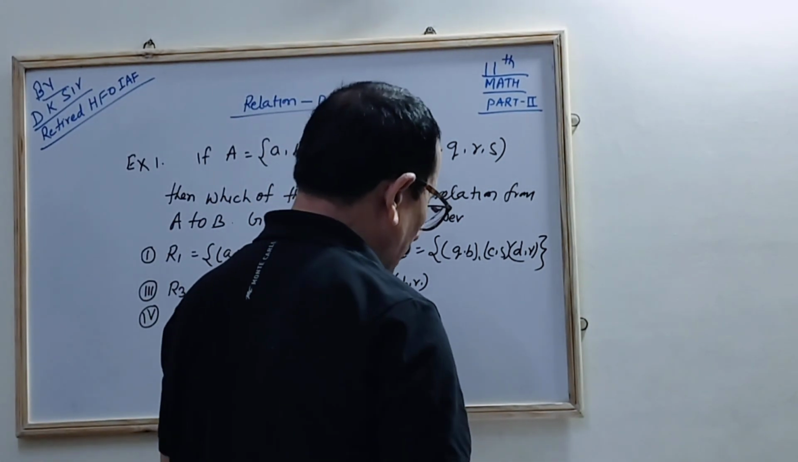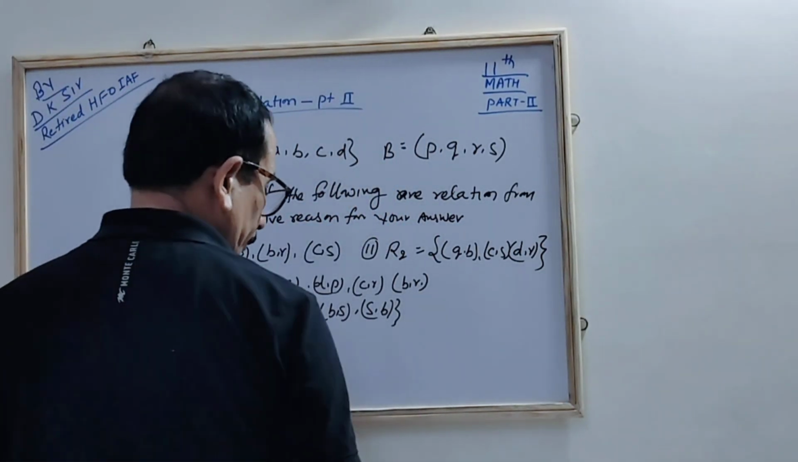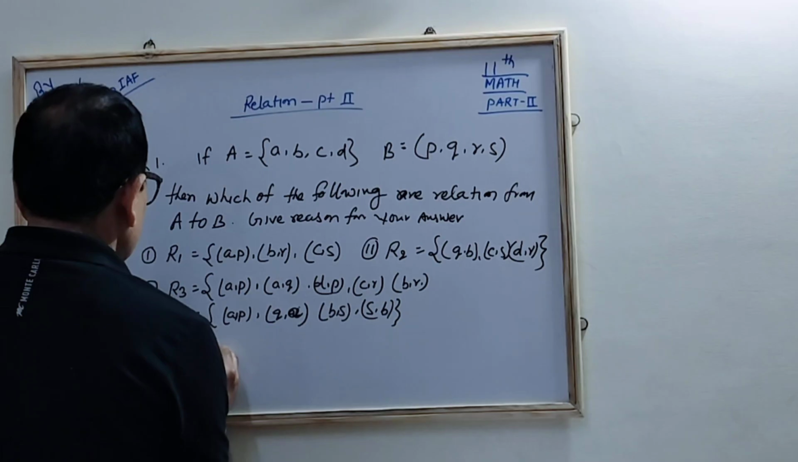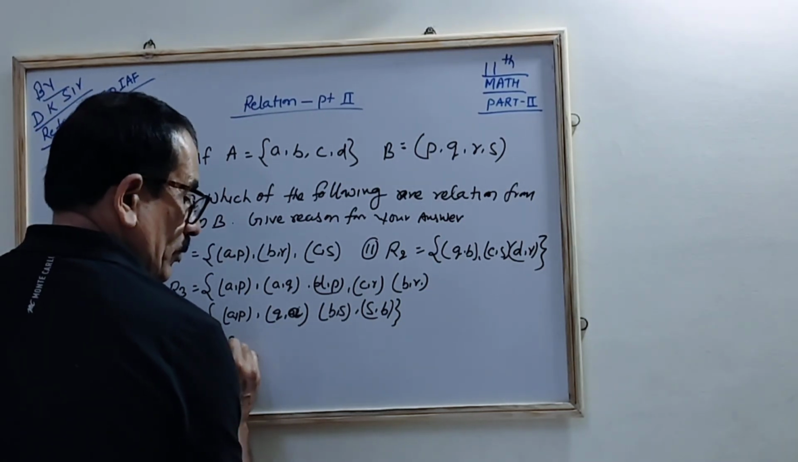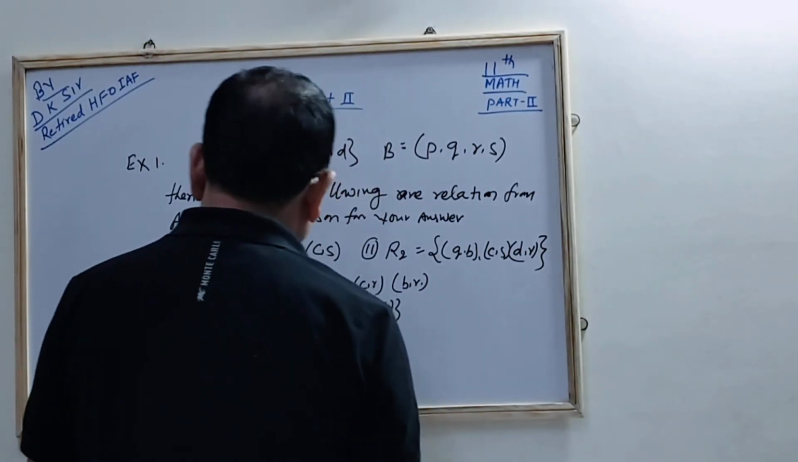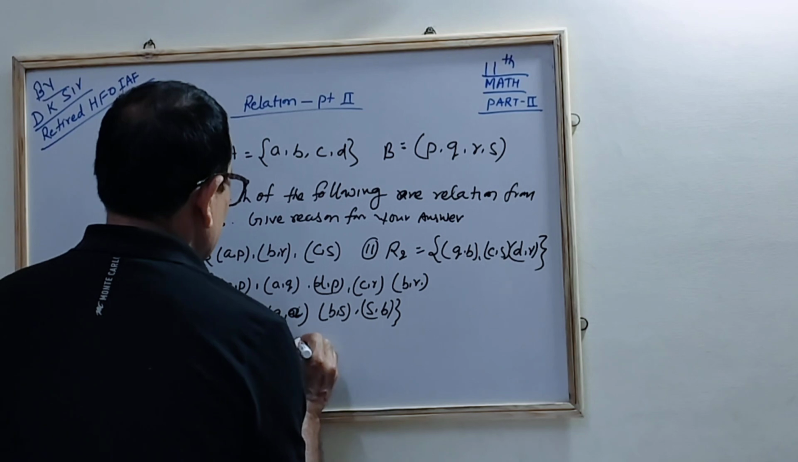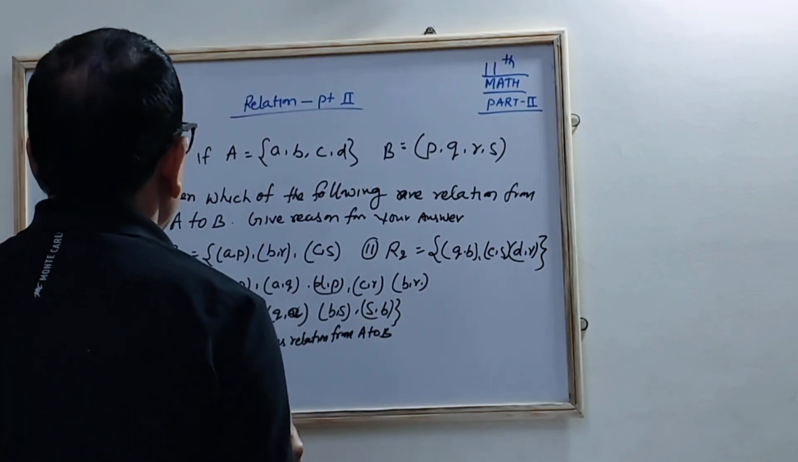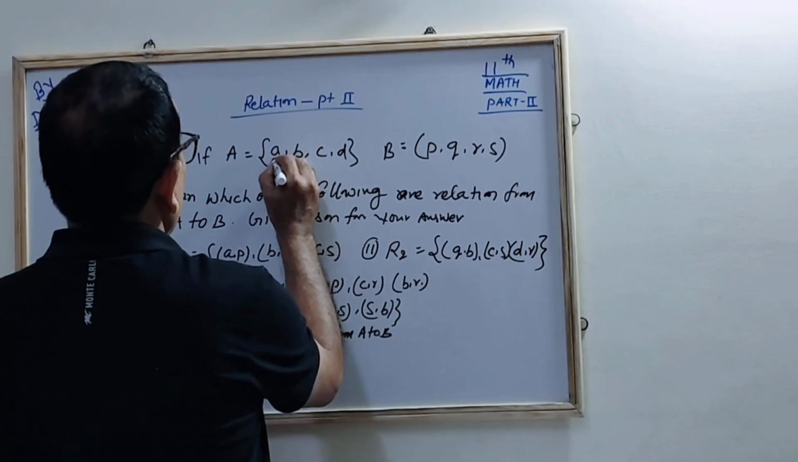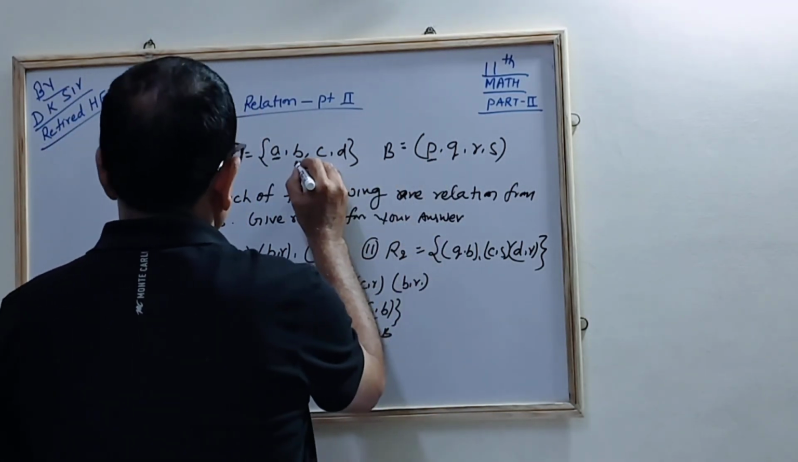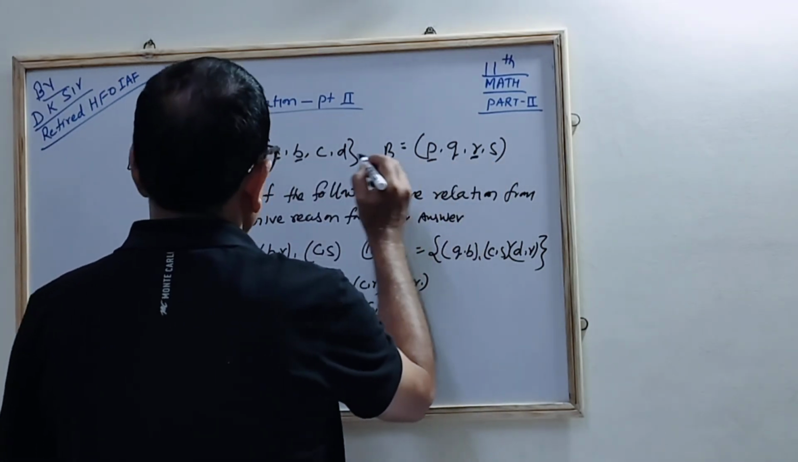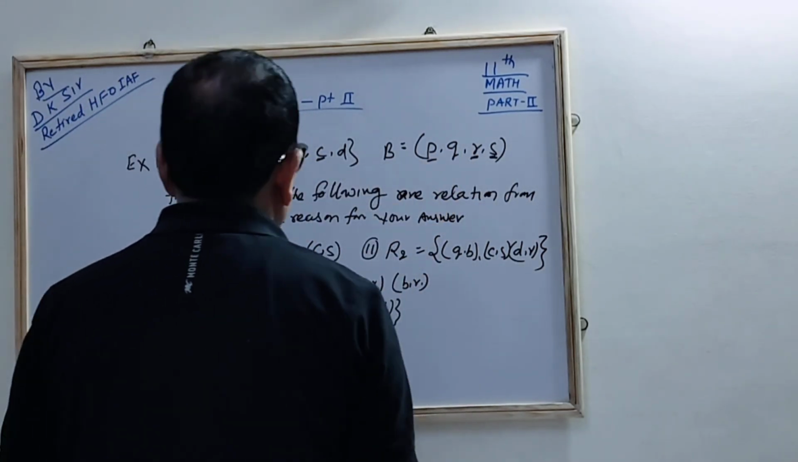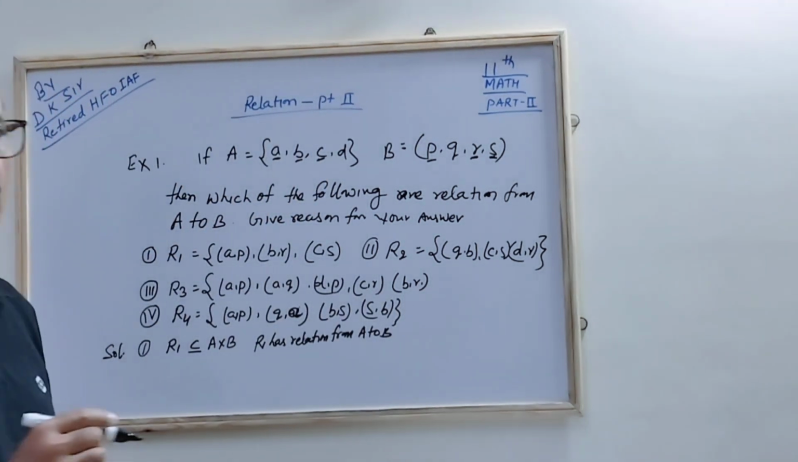Then we have to find out what kind of relation each one is. We will see the solution. First, R1 is a subset of the Cartesian product A × B, so R1 is a relation from A to B, because A is related to P, B is related to R, and C is related to S. All three have a relation with B, so we say R1 is a relation from A to B.